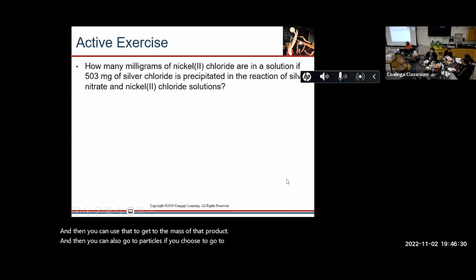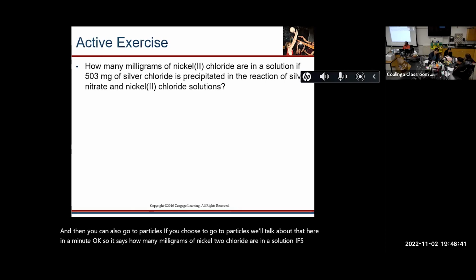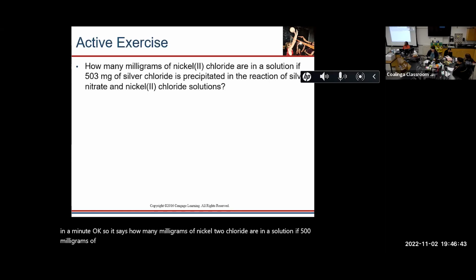Okay, it says, how many milligrams of nickel 2 chloride are in a solution if 500 milligrams of silver chloride is precipitated in the reaction of silver nitrate plus nickel 2 chloride solution? The first thing I want to do is be what?